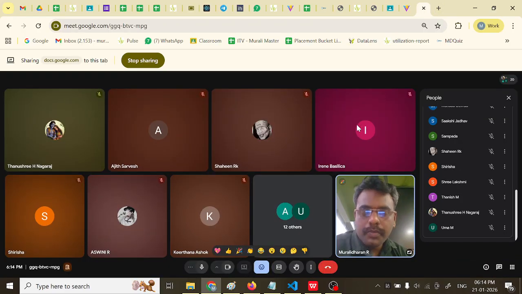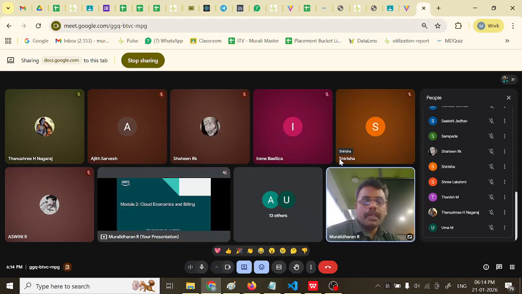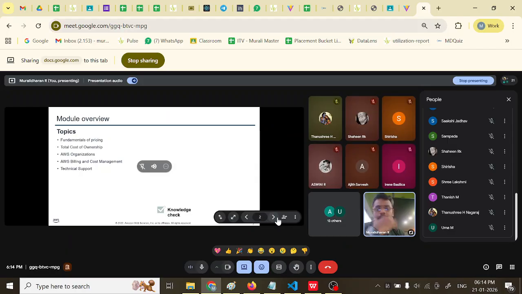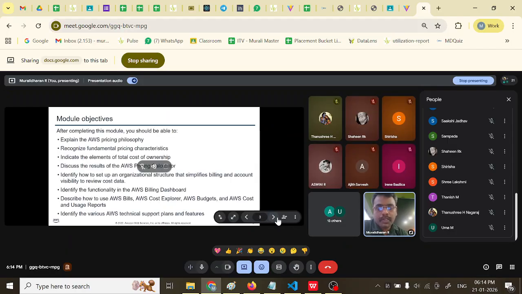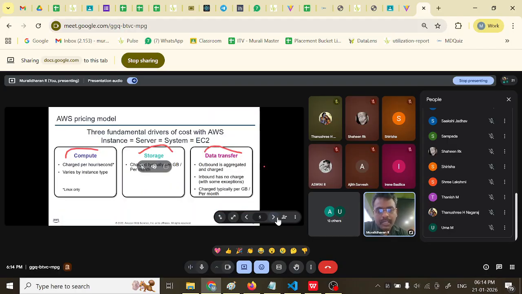That is billing and cost management. In billing and cost management, the first thing is how AWS is going to charge us. You can see AWS charges us based on the fundamentals of pricing. What are the fundamentals of pricing? First, AWS charges for compute. Compute is charged per hour or per second, and that varies. You can have per-second billing only when your instance is Linux type.